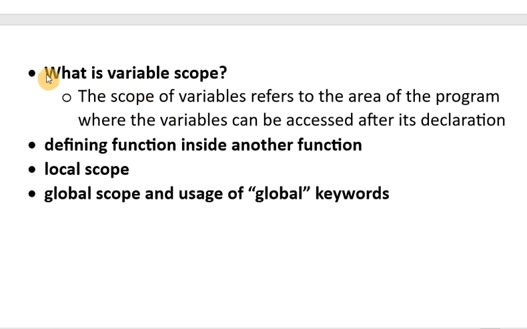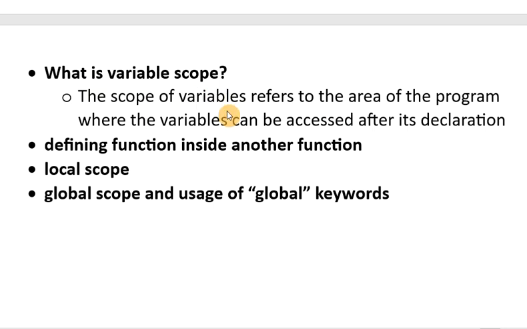The first one is what is variable scope. The first point we have to understand is what scope is in the program. You can see here, the scope of the variables refers to the area of the program where the variables can be accessed after their declaration. What it means is, if you are declaring any variable in the program, then the area where that variable can be accessed is known as variable scope. So this is the definition of the variable scope.